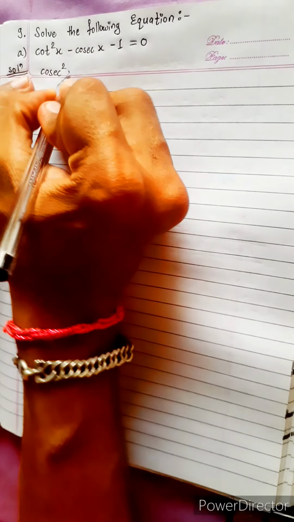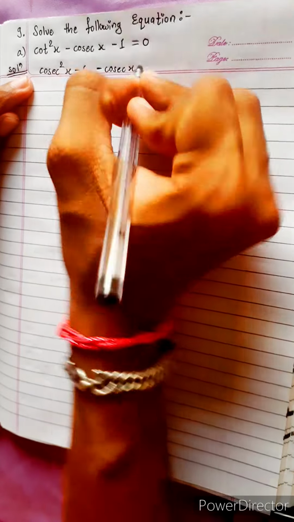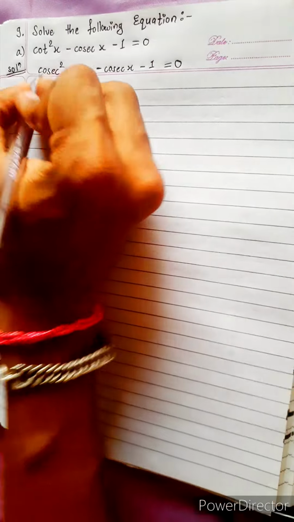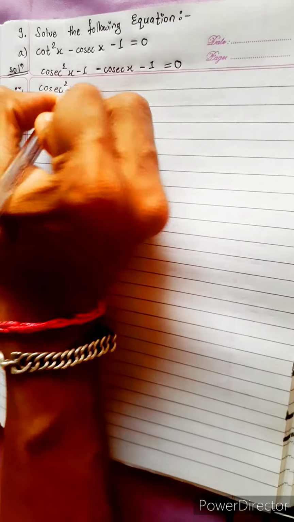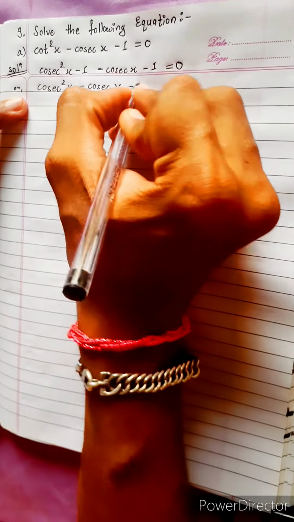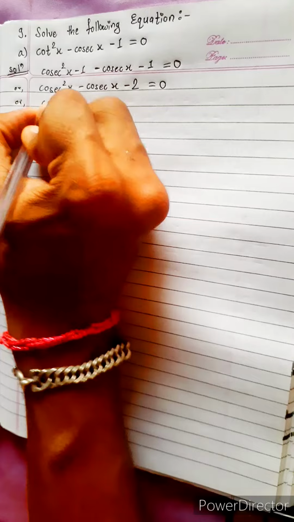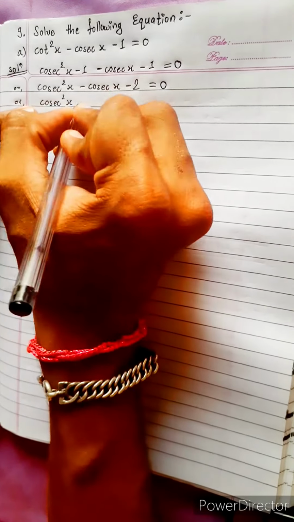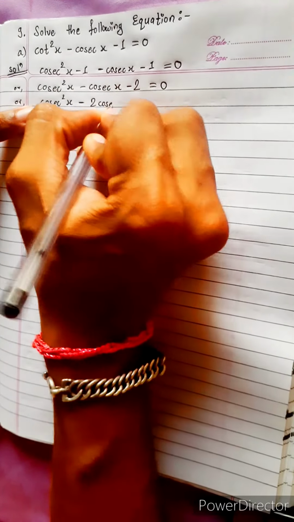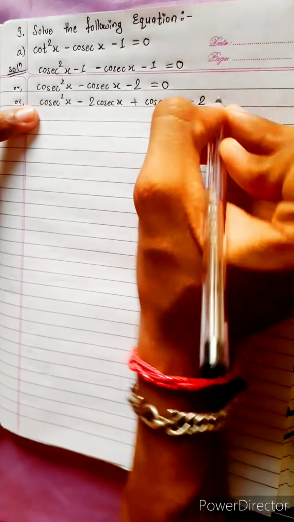Cosec square x minus 1. Now others copy as it is. Cosec x minus 1 equal to 0. Then after that what do we do? Do one thing. Cosec square x minus cosec x minus 2 equal to 0. Then do the middle term splitting method. Cosec square x minus 2 cosec x plus cosec x minus 2 equals 0.